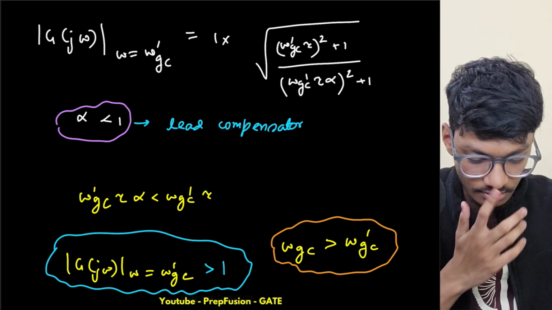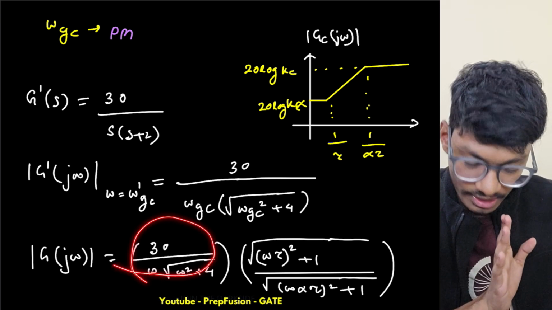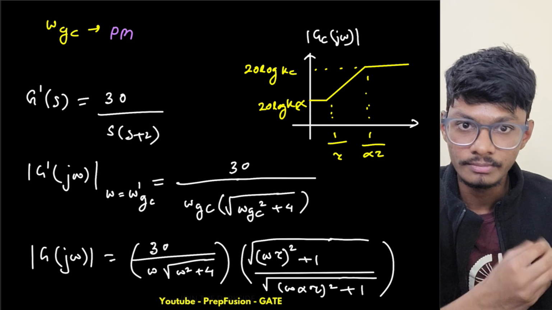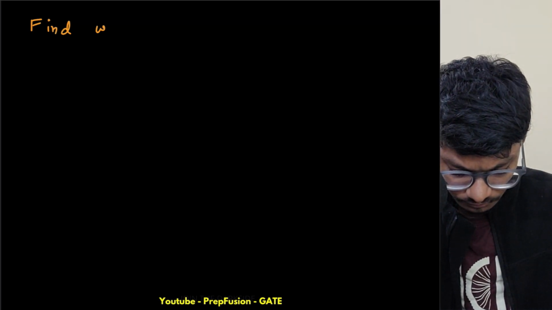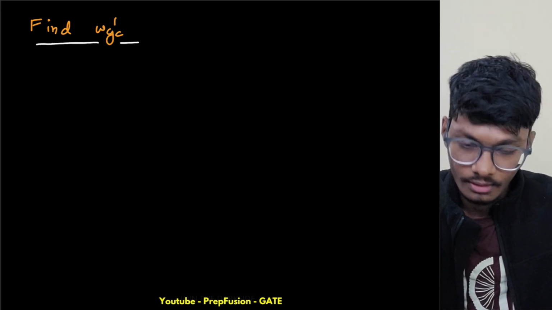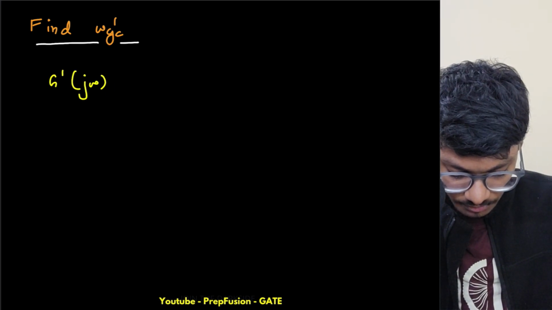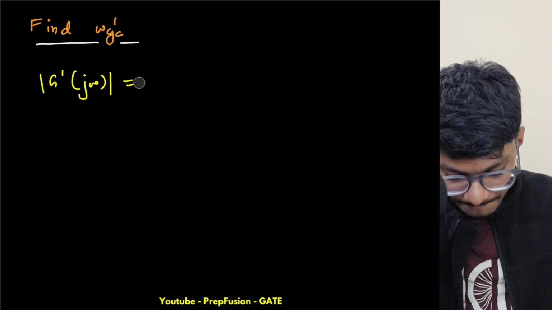But obviously we can't get this omega gc without finding the parameters. So we will find our omega gc dash, and from there we'll take a few assumptions. Whenever there is a design problem, you have to take a few assumptions. Okay, so let's find omega gc dash. So what is omega gc dash? Basically the G of j omega magnitude equals 1 at omega gc dash, that we already know.